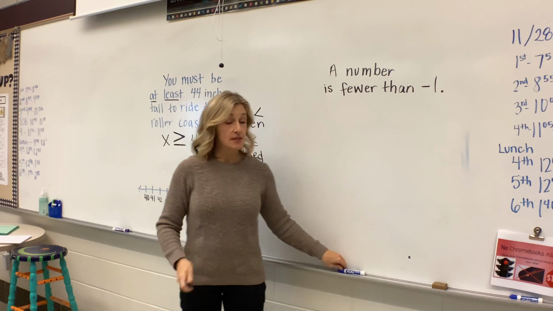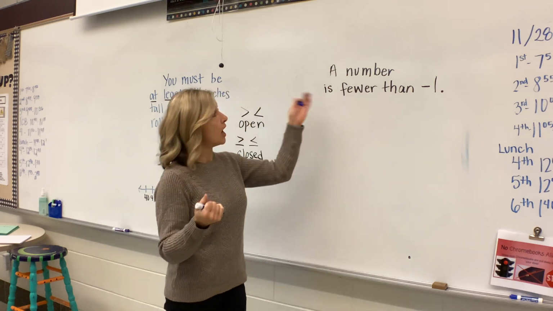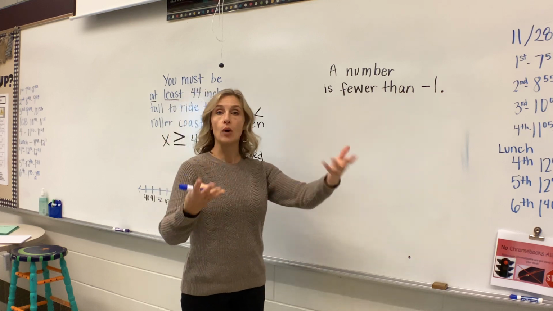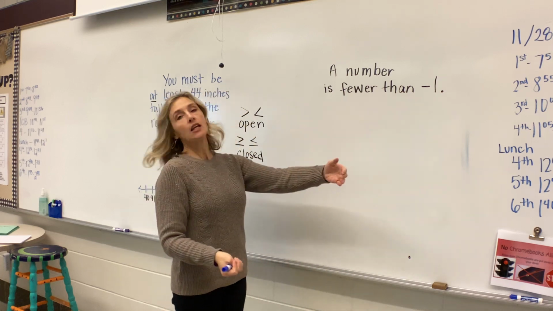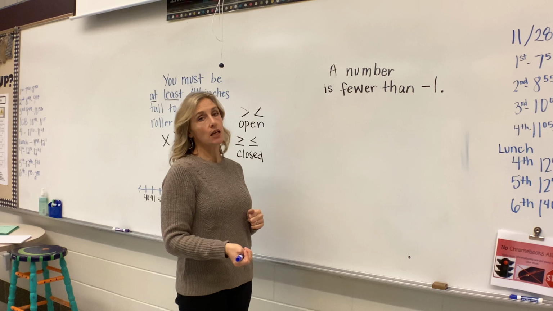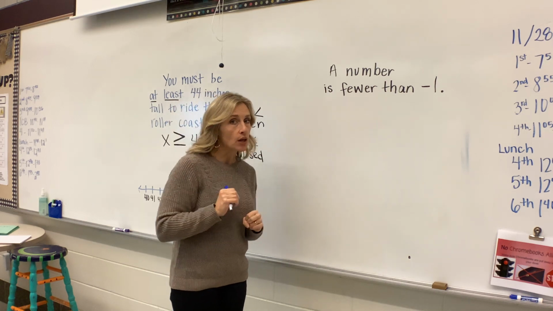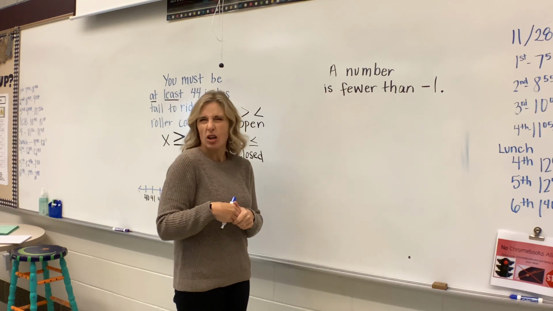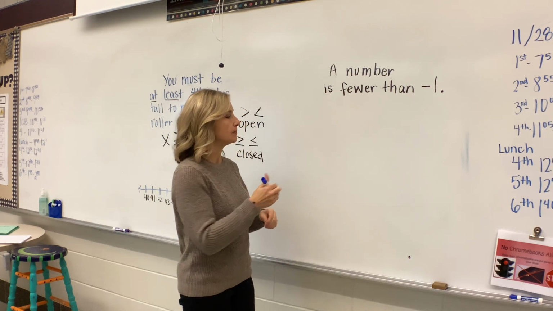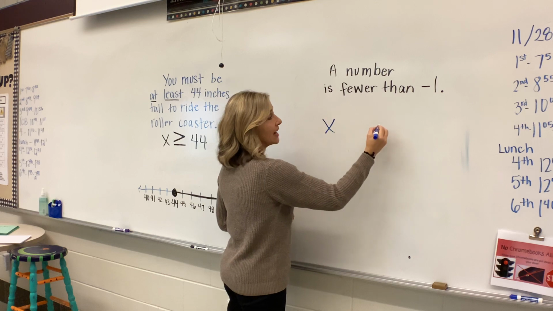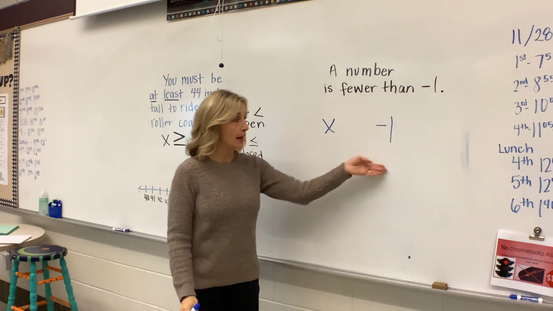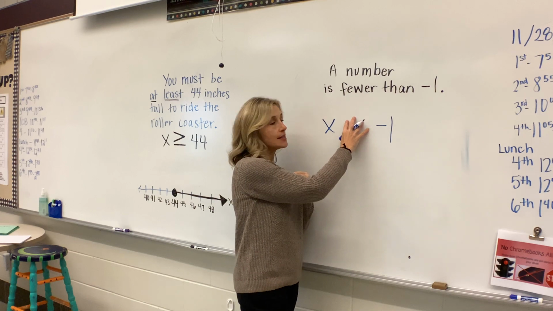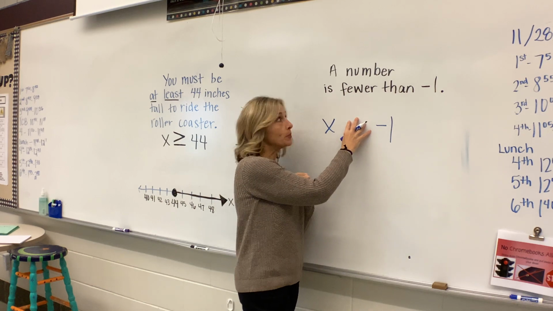And then sometimes I'm going to give you some words like a number is fewer than -1, and I'm going to ask you to write an inequality. Just like in chapter 3 when we were studying equations and expressions, a number is going to be represented by a variable because we don't know for sure what it is. So I'm going to use x. You can use any letter you want. X and -1 are the two major parts of my inequality. And now I have to decide what sign is going to go between them.